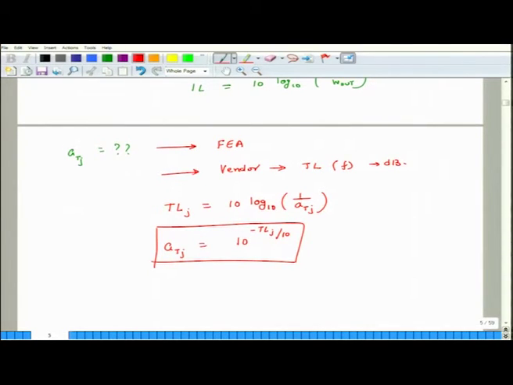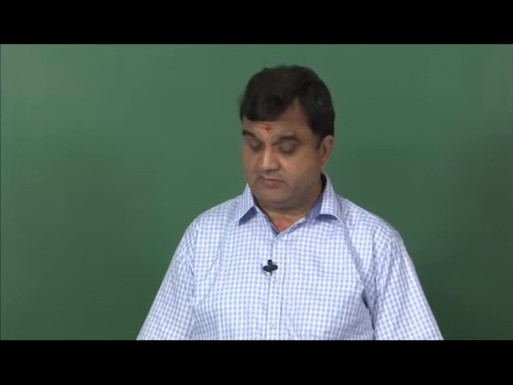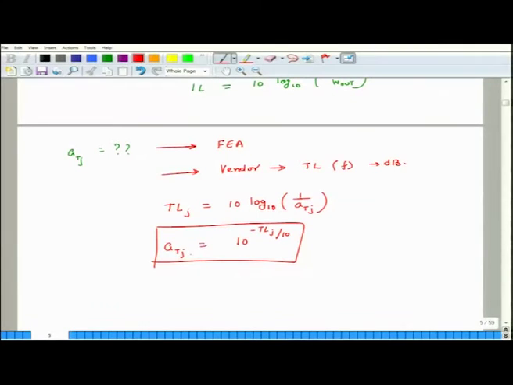So, if we are designing the enclosure on our own, for each wall we have to compute this using finite element analysis. If we are buying something from an outsider, then that person should provide us this value, transmission loss, and once we know transmission loss, we can calculate ATJ.